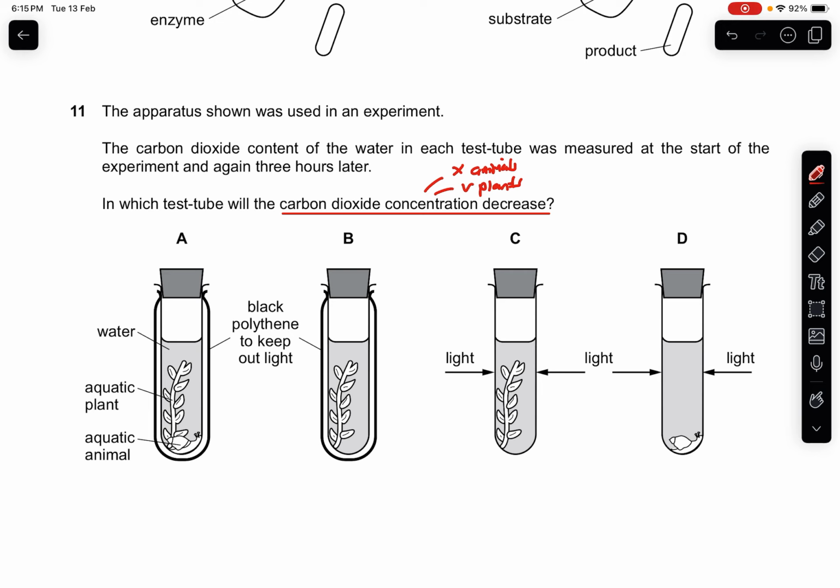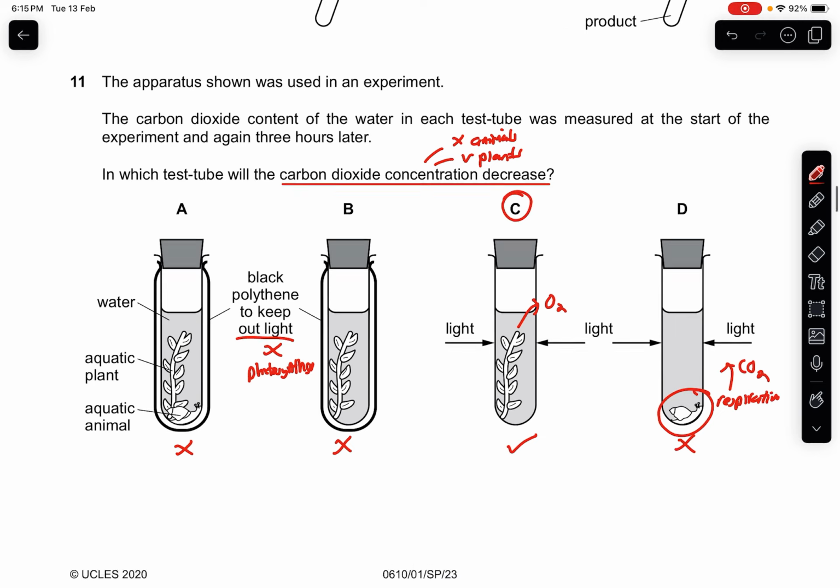So the first one, you can see there is an aquatic animal, it's out. And if there's a plant only but with no light, therefore they don't photosynthesize, therefore B is wrong. For C, there's light and there's a plant which is able to photosynthesize and gives out oxygen. So this is the correct one, and the last one is wrong because there is an animal here which will only undergo respiration to release CO2. So the answer is C.